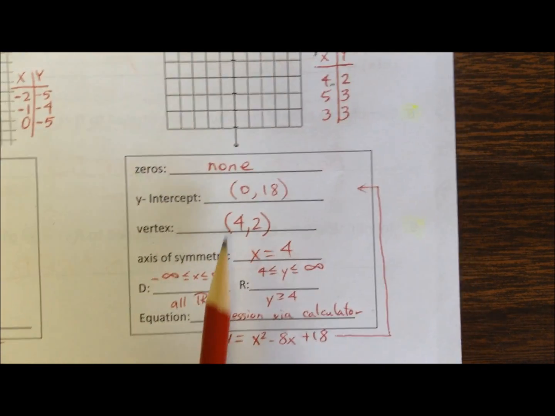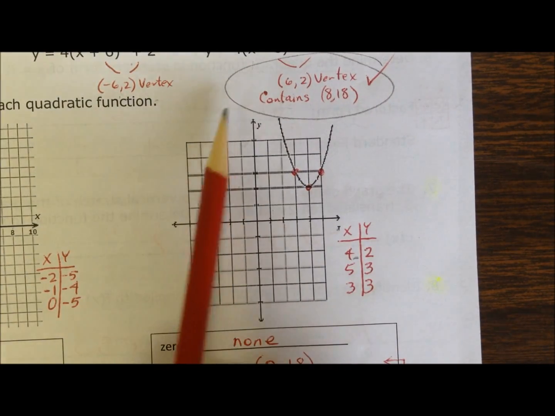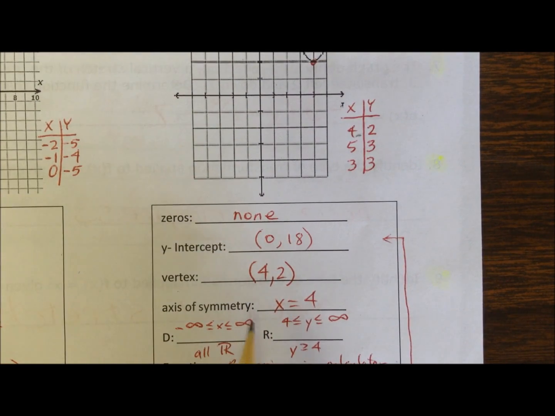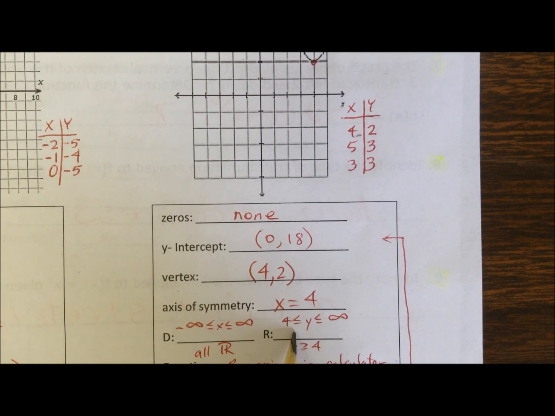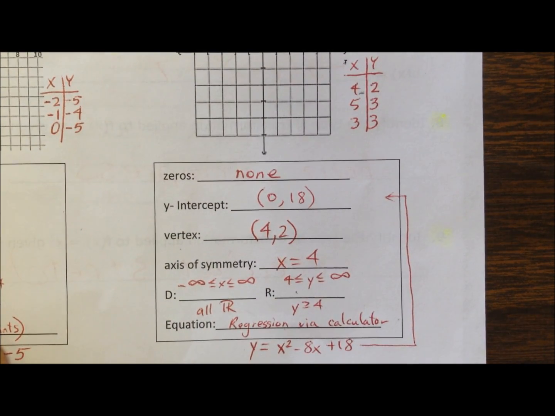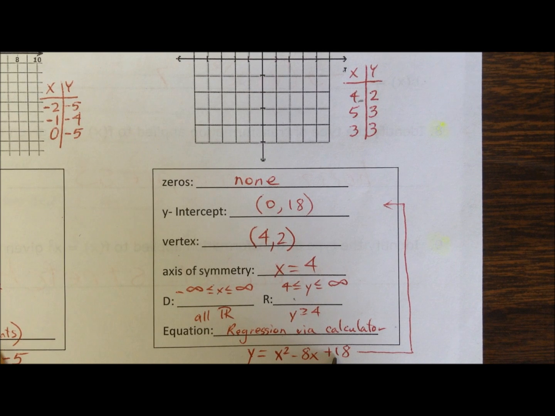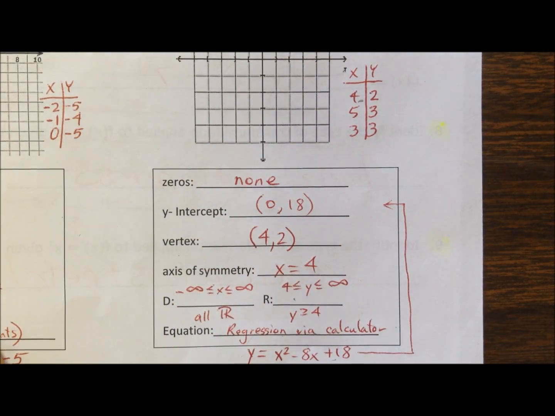My y-intercept, I'm going to get back to that in just a second, because 18 is not on this picture, so I have to figure out another way of finding it. The vertex was (4, 2) by observation. Domain is all real numbers, and the range is all real numbers greater than or equal to 2. So if I do my regression, C is your y-intercept. So I've got to find my equation first, and then I can come up here and answer the y-intercept.